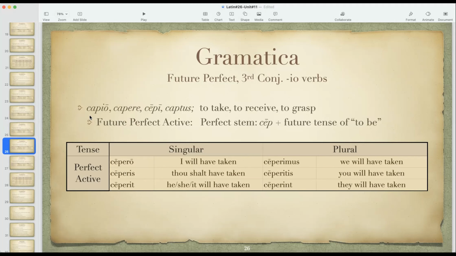And then capio, so chepi. Notice ka, the hard C before the A, but a soft C before the E, the long E, and then captus. So capio, capara, chepi, captus. Now, actually, in classical Latin, it will be capio, capara, capi. In classical Latin, all C's are hard, so probably makes a little more sense there to see the similar structure.